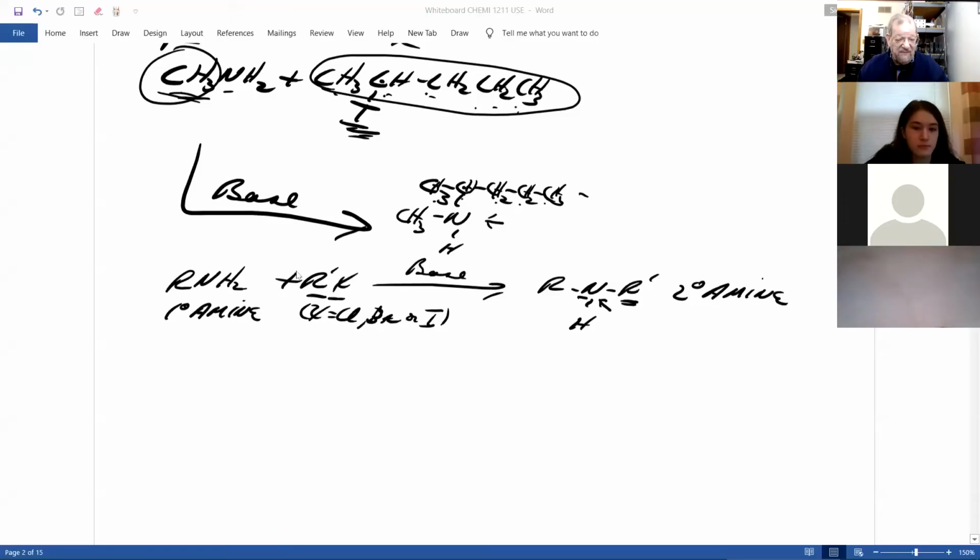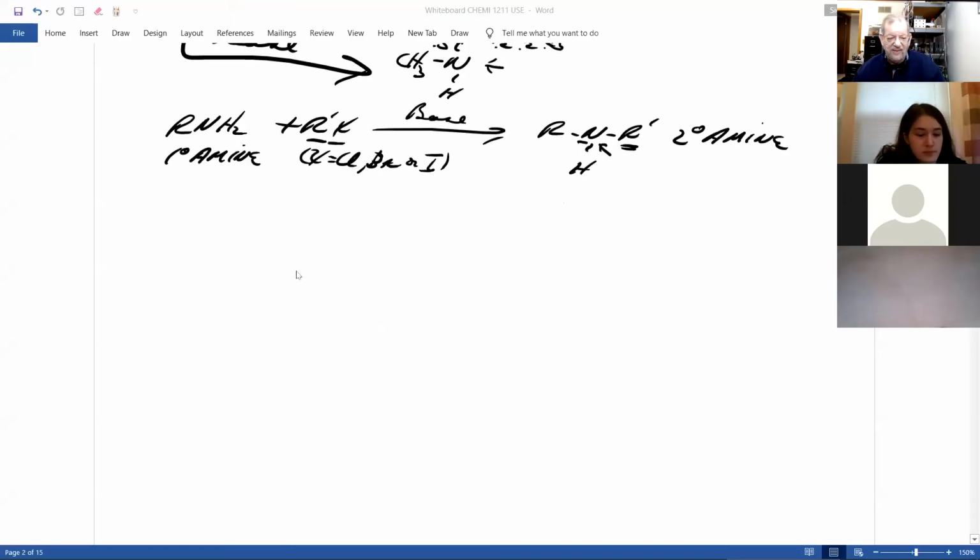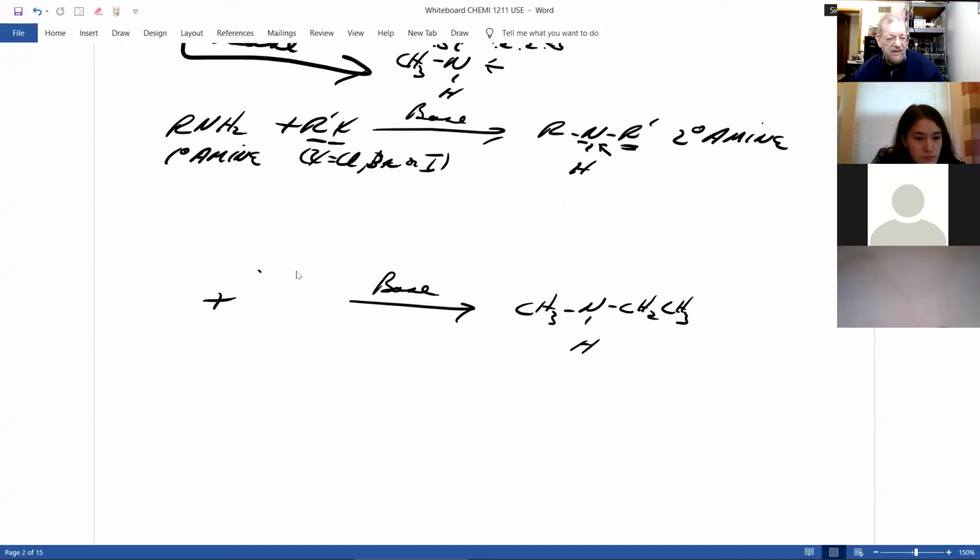All right, let's have some fun with a synthesis problem. What two things would you react together in the presence of base to make that molecule? Have fun.